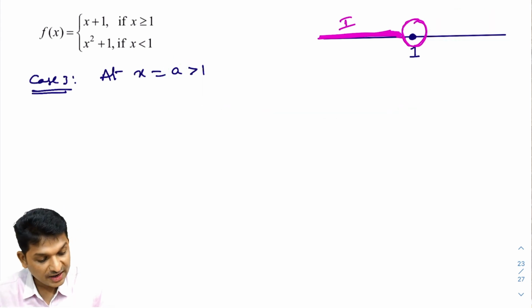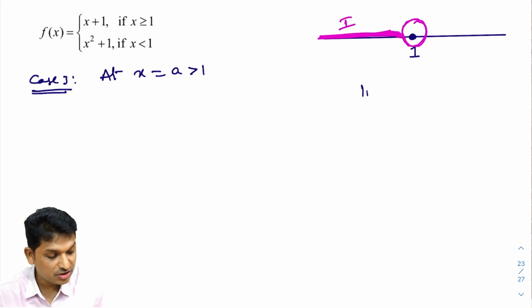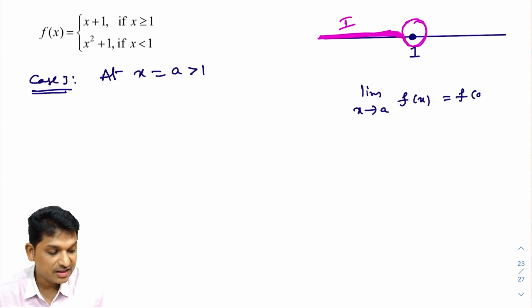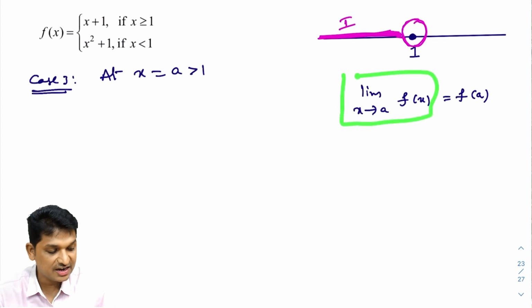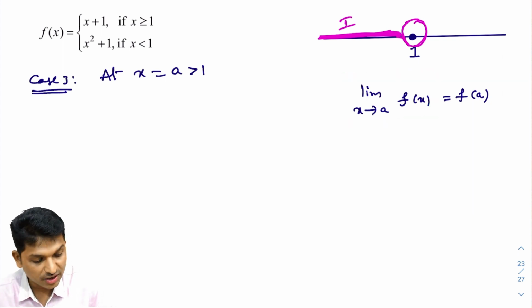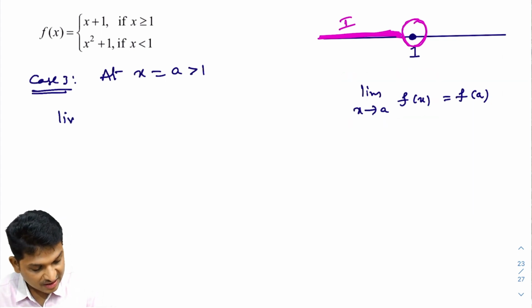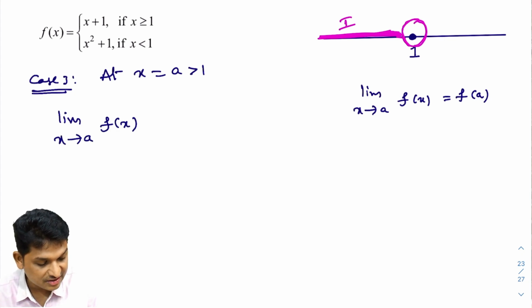Okay. So when I say function is continuous at x equal to a, general thing, limit x approaches to a, f of x equal to f of a, then we say that this function is continuous at x equal to a. So what I'll do, first I'll calculate this limit x approaches to a, f of x.